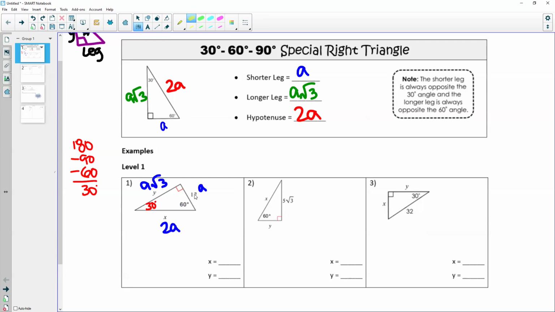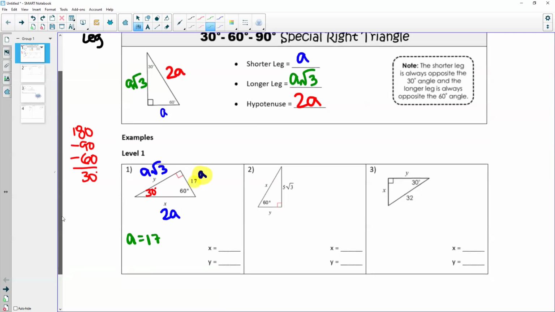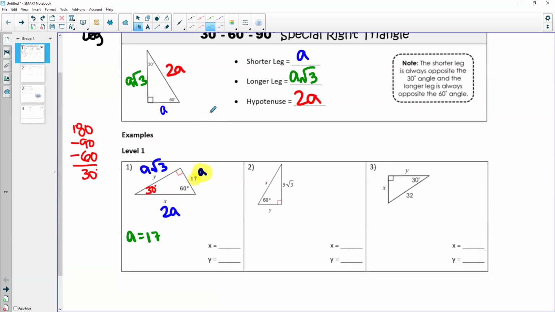They told us that this side is 17, and that happens to represent the side that we labeled as A. So we can write an equation that says this. In this case, A has to equal 17. Well, if A equals 17, we now have enough information to find out the values of X and Y. Let's start with X here.